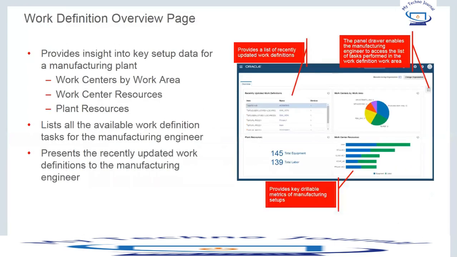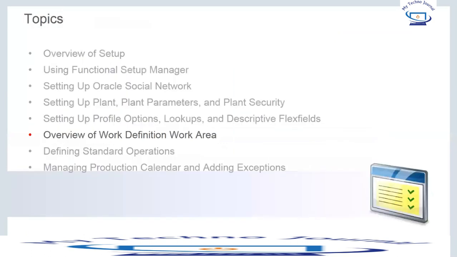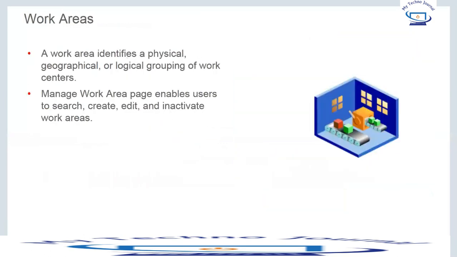Now, the work area. From the definition perspective, it identifies a physical, geographical, or logical grouping of work centers. Production operators can report material, resource, and operation transactions performed at work centers that belong to a specific work area. The Manage Work Area page enables users to search, create, edit, and inactivate work areas.